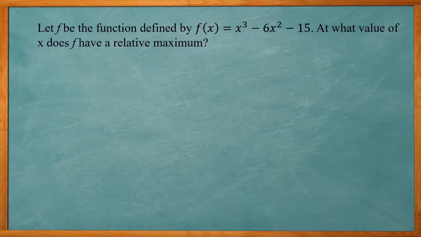So this problem says, let f be the function defined by f of x equals x to the third power minus 6x squared minus 15. At what value of x does f have a relative maximum?